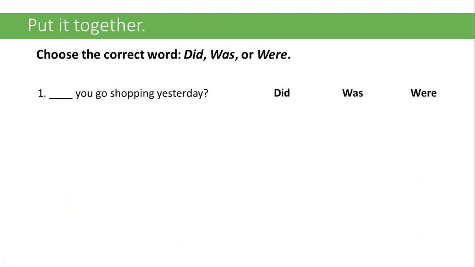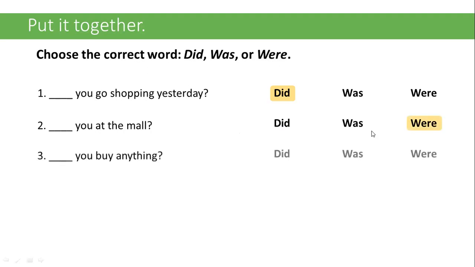Okay, guys. What do you think? What's the answer? Blah blah blah go shopping yesterday. Did, was, or were? Yeah, did. Very good. Number two. Blah blah blah you at the mall. Is there any verb? Nah, di sini kan ada verb pakai did, tapi kalau tidak ada verb pakai be ya. You, was or were? Yes, very good.